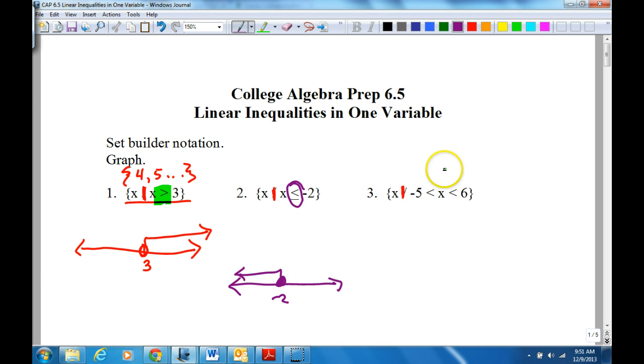And the last example here is x such that negative 5 is less than x is less than 6. This one's a little different. I'm going to have negative 5, and I'm going to have a 6 here. Is it open or closed circles on this one? Open. And in this case, it's any number in between them. So I'm just going to connect them.